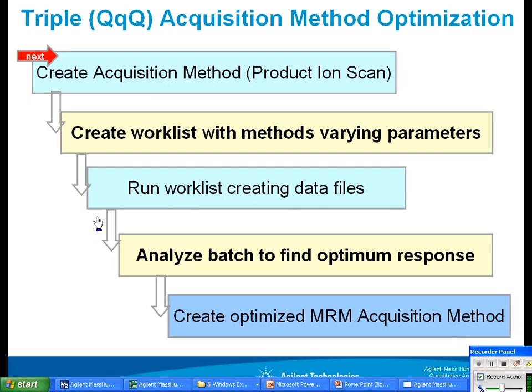Next section, after running the controlled experiment set and collecting the data files, is to go in and analyze those results. That will be done in quant using the semi-quant feature of just integrating the areas and then inspecting those areas to figure out the optimum conditions. So let's go over and see how that works.